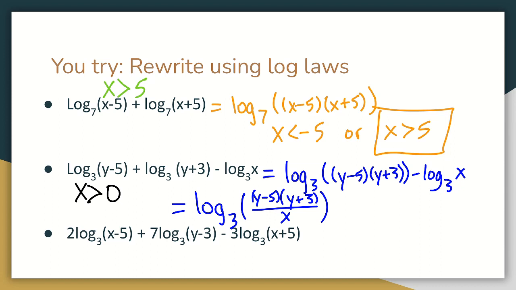Because the argument of a logarithm cannot be negative or 0. Here, it's the same. So these two should be the same when we graph them. So let's have a look.